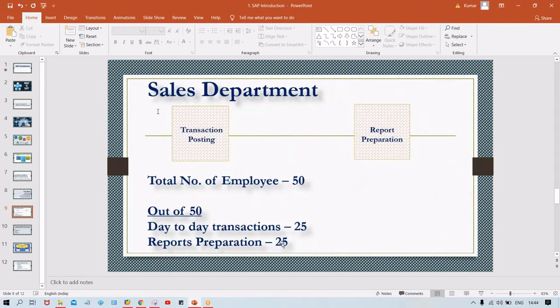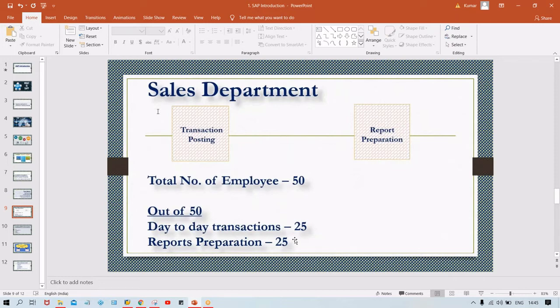What about the remaining 25 people who are involved in report preparation, guys? These people are not required. Why? Because SAP says that now the reports are going to be prepared automatically. Whichever transactions are posted are treated as input, and once SAP has all the inputs, the output is prepared automatically, and within a fraction of a second the management will be able to see various kinds of reports, because once you post the transactions, all the reports are updated automatically. This is the benefit here.